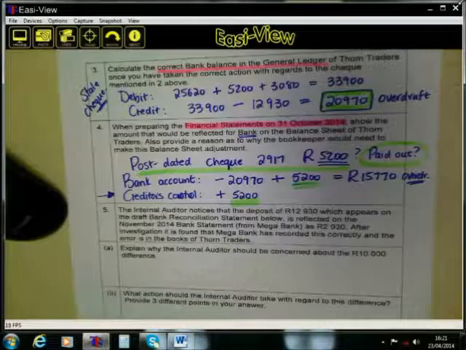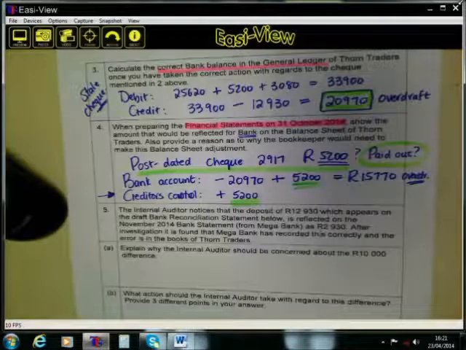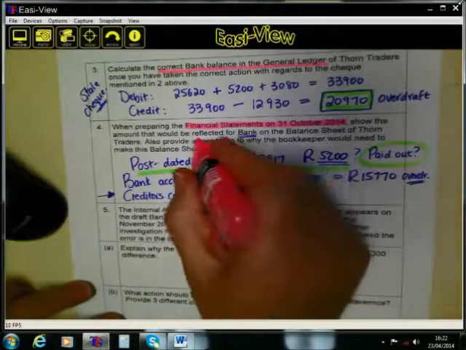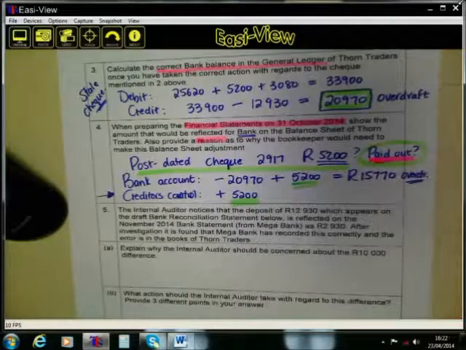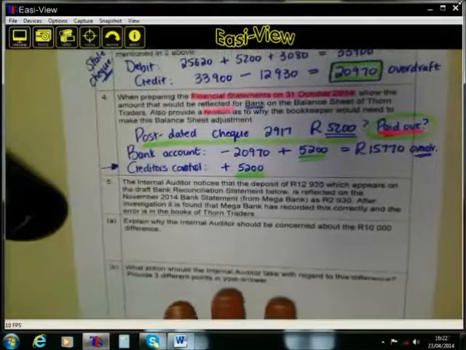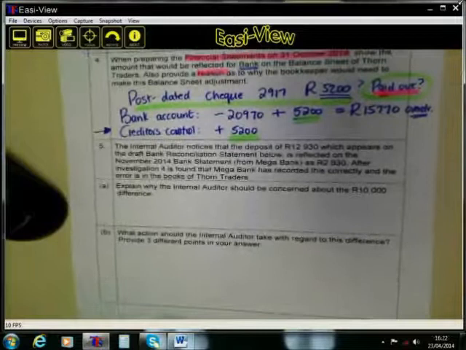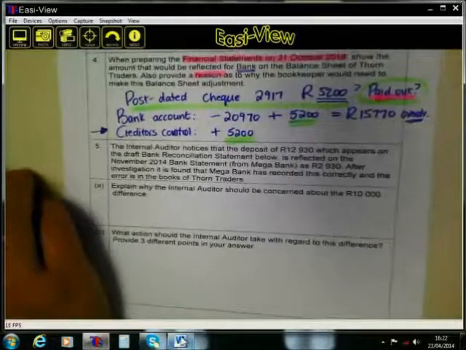Also provide a reason as to why the bookkeeper would need to make this balance sheet adjustment, and the only reason is because this money is not paid out yet. It is post-dated. There's only one question left.